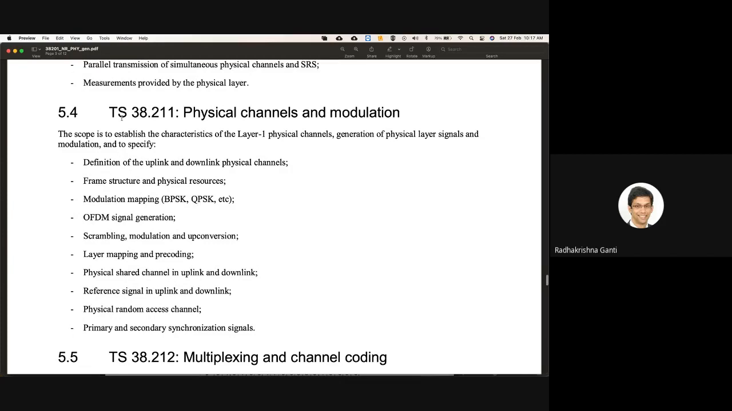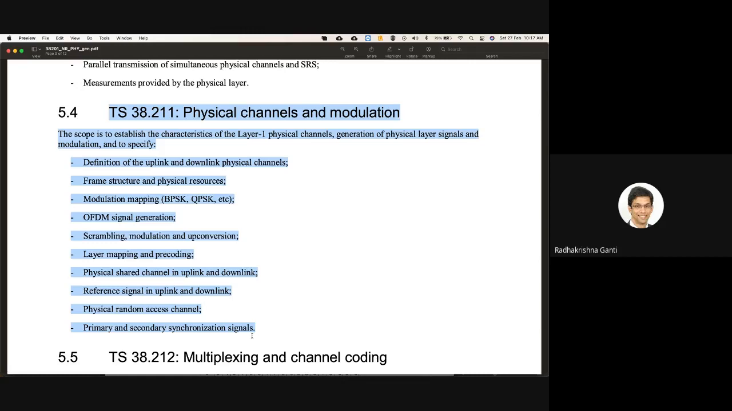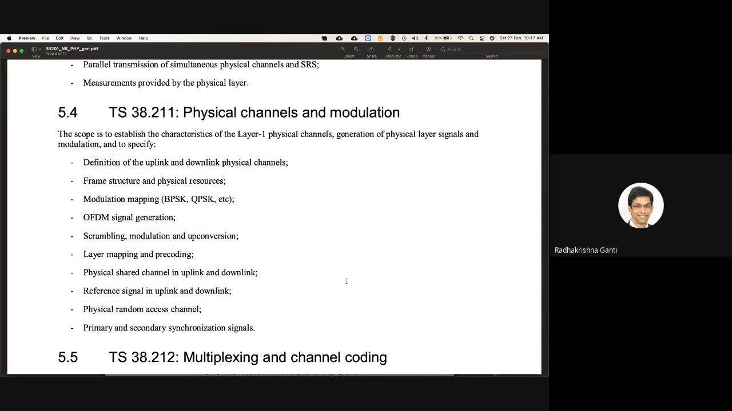Okay. 38211 is the main document which talks about how do you modulate, how do you generate the OFDM signal, how do you do the mapping, what are the reference signals, what are the synchronizing signals. All these things are specified in 38211.